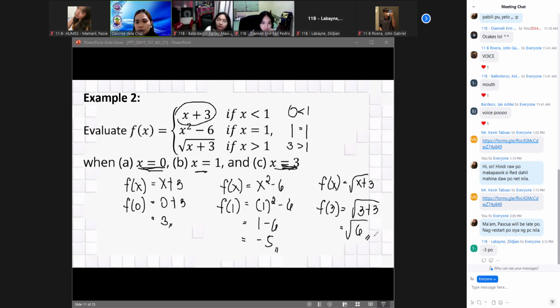Maliwanag? So, again ha, ganyan lang po ang ipag-evaluate ng function. Okay, so I hope na nakakasunod po ang lahat. So, kung may question, just raise your hand.